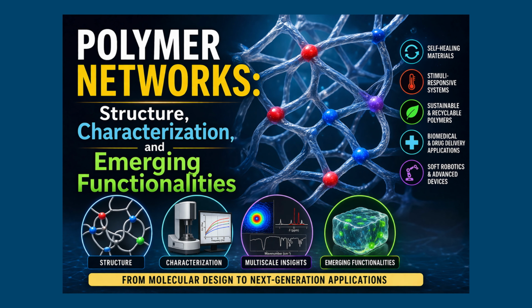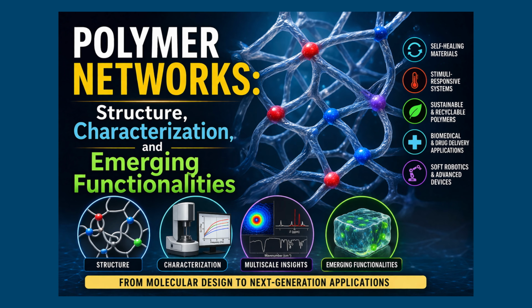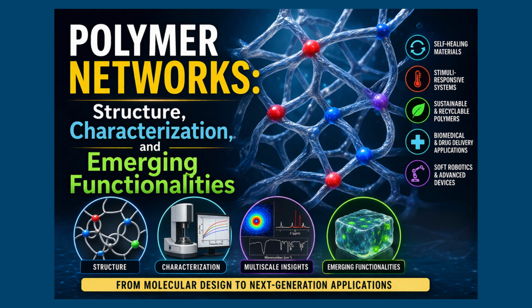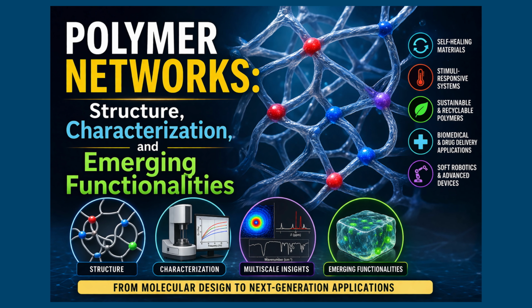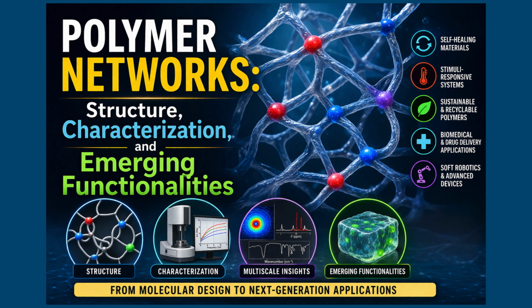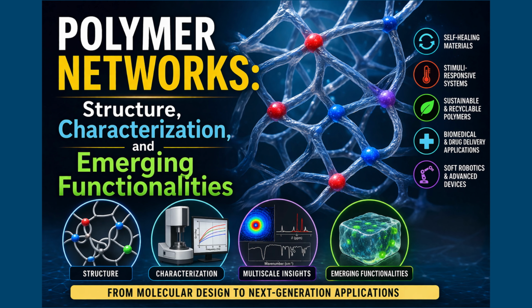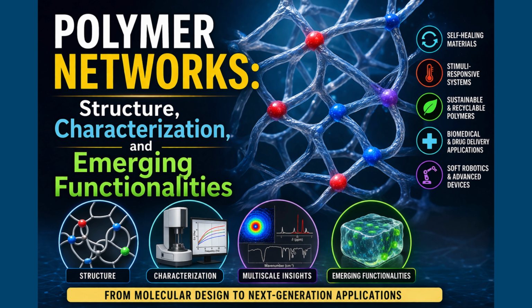Polymer networks, structure, characterization, and emerging functionalities. Polymer networks are three-dimensional macromolecular architectures formed through covalent or reversible cross-linking of polymer chains, spanning materials from rigid thermosets to highly deformable hydrogels. Their macroscopic behavior is governed not only by the chemical composition of constituent strands and junctions but also by the statistical and topological complexity inherent to network formation.